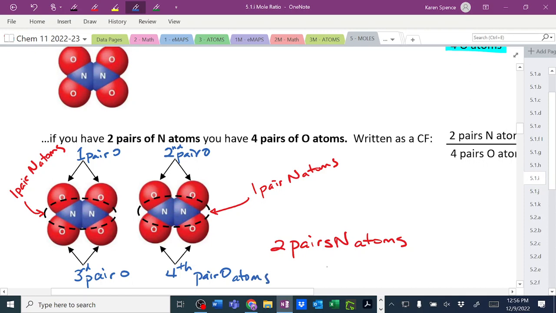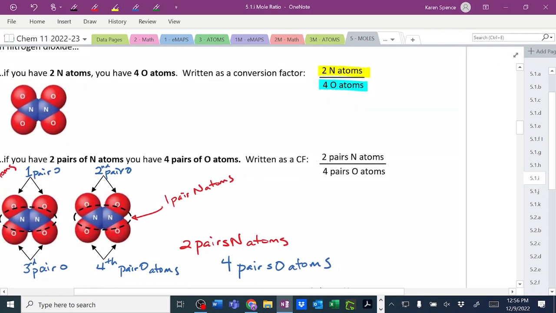So now we have 4 pairs of O atoms. So 2 pairs to 4 pairs. Does that ratio look familiar? It does. We had a 2 atom to 4 atom ratio. Now we have 2 pairs of atoms to 4 pairs of atoms.